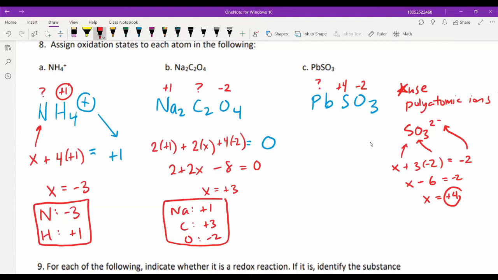O is -2, and then we only have one unknown, which is the only way you can solve something, if you've broken it down to one unknown. So now we can do X + 4 - 6. This is all neutral, right? And then X is going to be +2, which you could have also figured out because the lead is paired with sulfite, which is -2. So this is actually lead(II) sulfite. If you broke down the name, that would be another, simultaneous way of figuring out the lead charge.